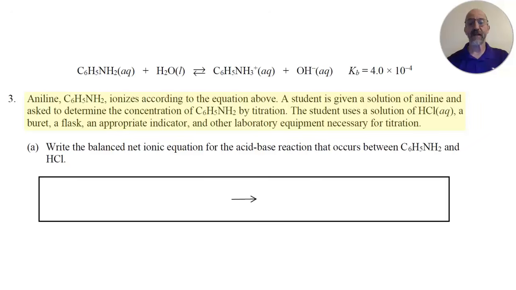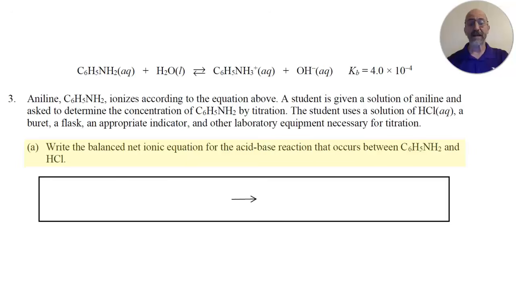Now, a student is given a solution of aniline and asked to determine the concentration of aniline by titration. So here comes a chemical reaction between aniline and hydrochloric acid. The student uses a solution of hydrochloric acid, HCl, a burette, a flask, an appropriate indicator, and other laboratory equipment necessary for titration. So part A of question 3, write the balanced net ionic equation for the acid-base reaction that occurs between aniline, the base, and hydrochloric acid, which is the acid.